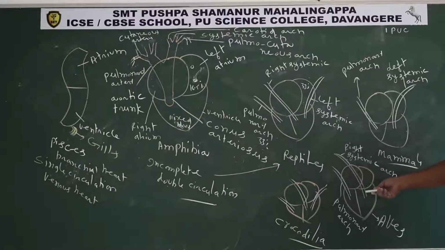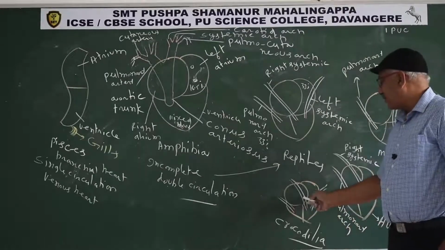In Aves, the systemic arch arises from the ventricle and travels to the right side. That's why it got the name right systemic arch. In mammals, the systemic arch arises from the left ventricle and travels to the left side. That's why it got the name left systemic arch. So in mammals, two arches are present, the pulmonary arch and the left systemic arch. In Aves also, two arches are present, the pulmonary arch and the right systemic arch.